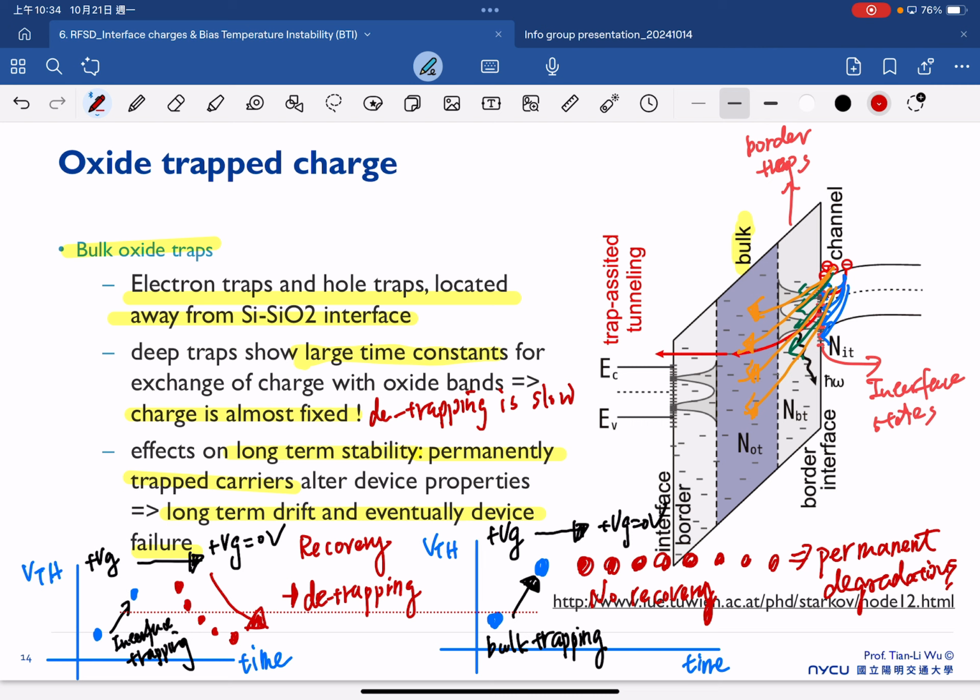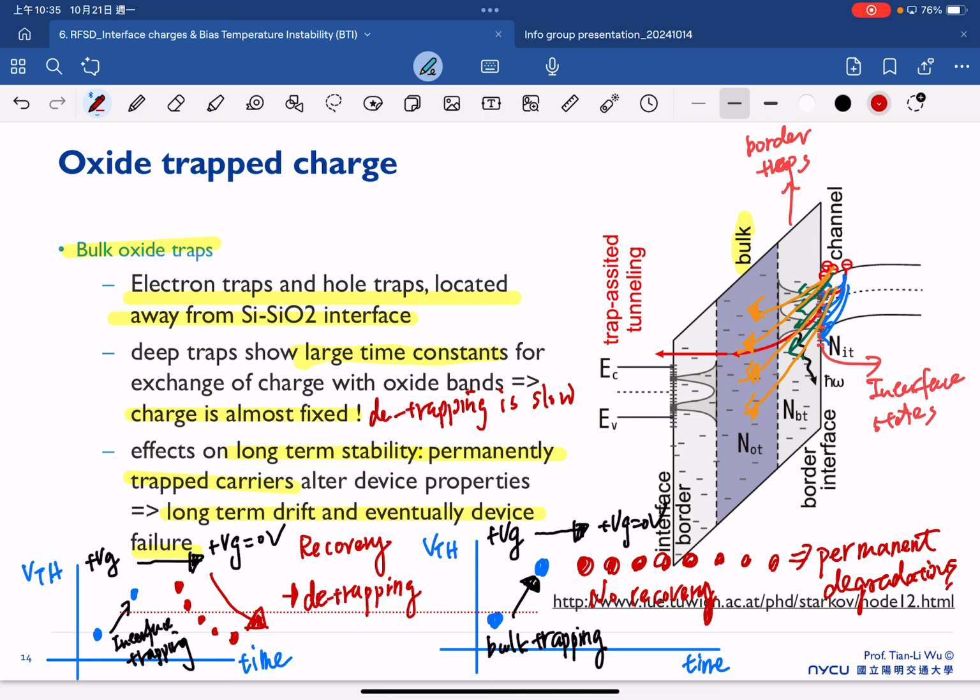One is purely trapping at the interface. You will see very fast trapping, very obvious recovery. And another extreme case is that your trapping is mainly inside the dielectric as a bulk trapping. Then you will see the permanent degradation. You won't see the recovery.